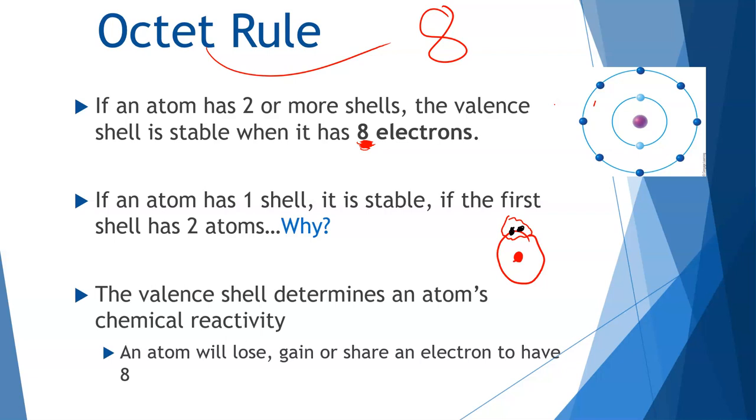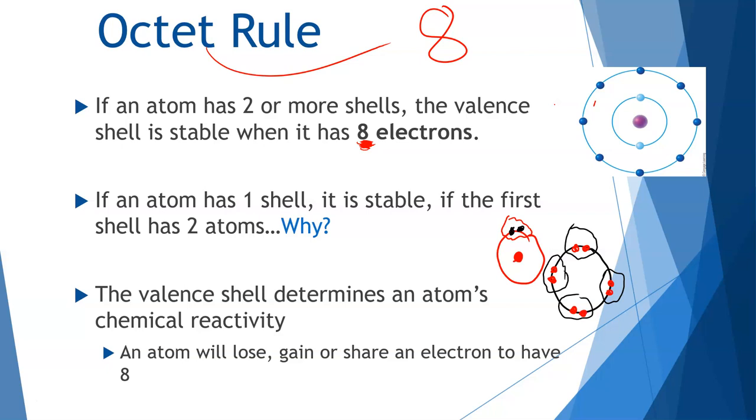The reason our atoms are stable at 8 if they have more than 1 shell is if we're looking on the outside shell, remember we have 4 orbitals. Each orbital will hold up to 2 electrons. So if we were to fill up each of these orbitals with the 2 electrons that they hold, then it will be stable or it will be full at 8.